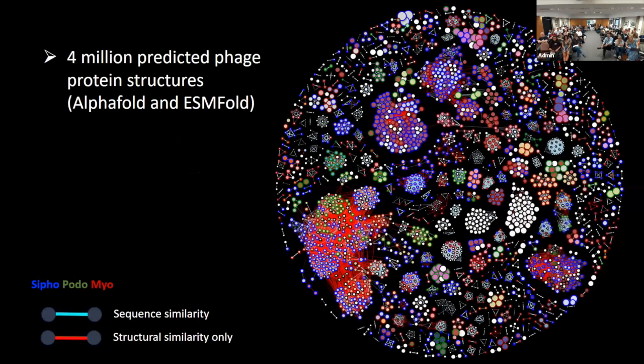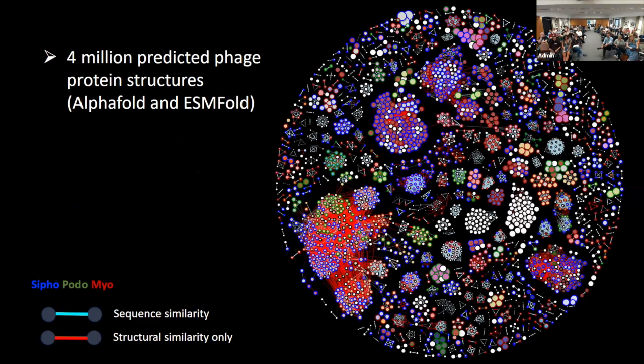So first, just to use it for transferring information. We can also learn something with evolution. Can we learn anything about how it looks in sequence space? Very interesting. How does it look in structure space? So we have 4 million phage protein structures. We can do this clustering.